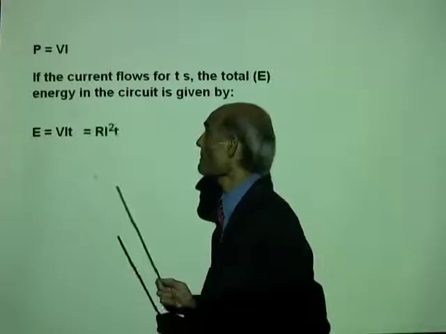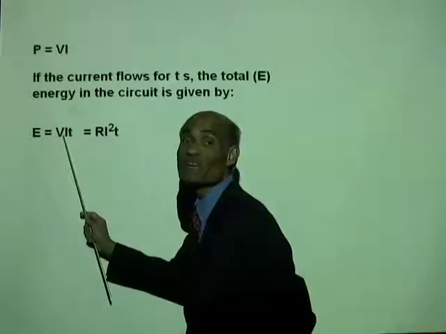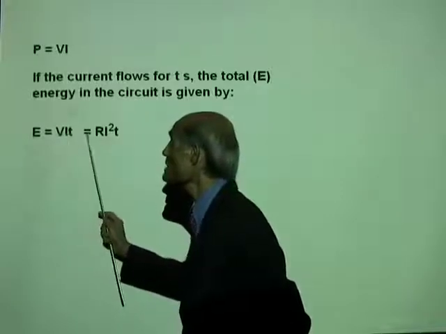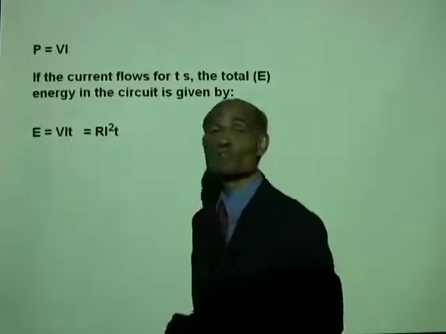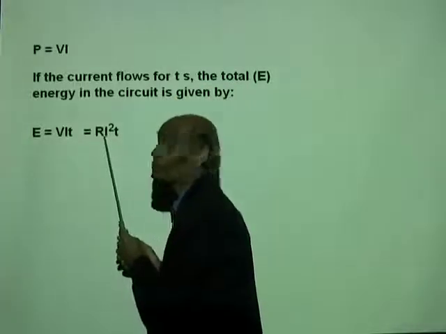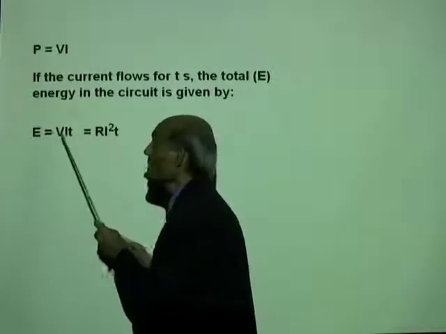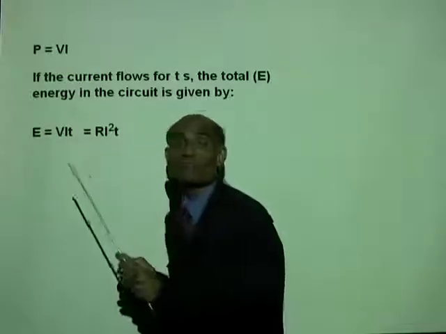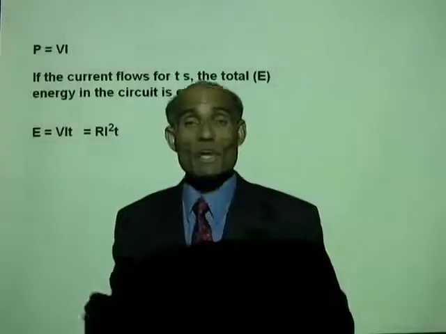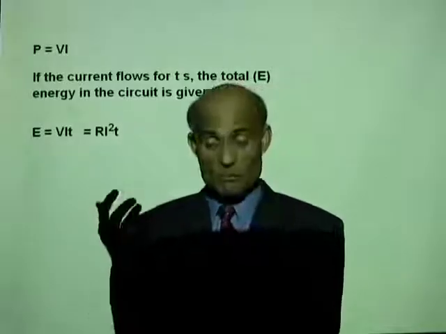VIt. That will be, if I write V using Ohm's law, V equal to RI. So that will be RI times It, equal to RI squared t. When a current I flows through a resistance R for a time t, the energy used up in the resistor is RI squared t. And when a current flows through a resistor, the energy used up becomes heat energy.